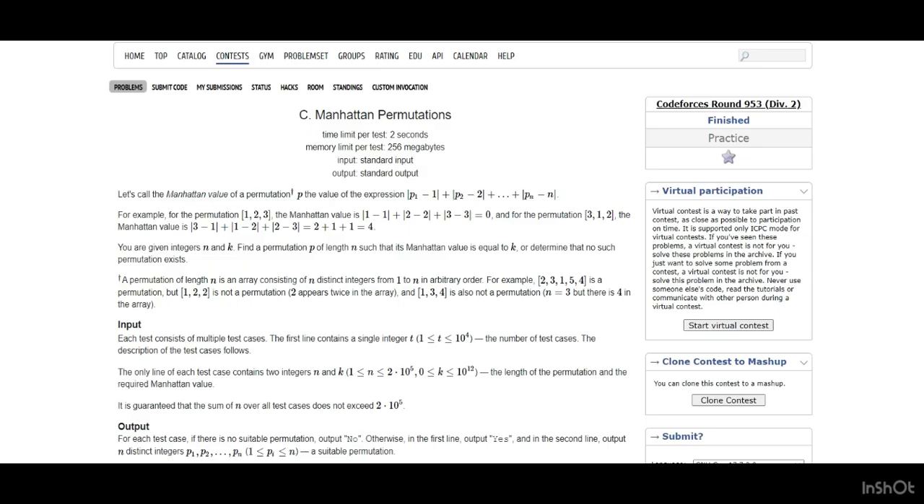This is problem C from Codeforces round 953. You can pause the video and read the problem. The problem states that we have to find a permutation P such that the value of the expression |P1 minus 1| plus |P2 minus 2| up to |Pn minus n| is equal to K. Suppose that we have n as 8 and K as 20.